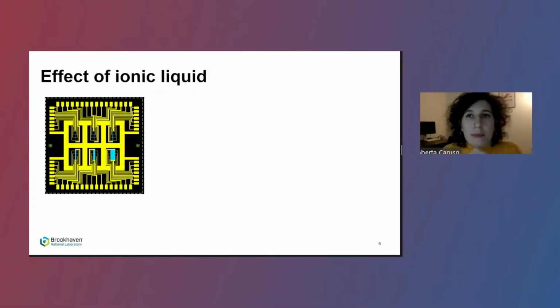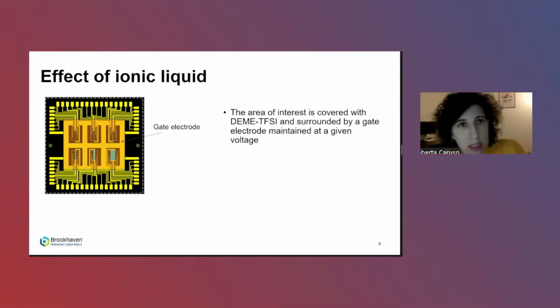The sample that we study in this experiment is an 18-unit-cell LSCO film with a nominal strontium content of 28%, deposited on an LSCO substrate. The film surface is patterned into 6 Hall bars with different widths, ranging from 10 micrometers to 500 micrometers. The area of interest is covered with an ionic liquid and is surrounded by a gate electrode, which is kept at a given voltage.